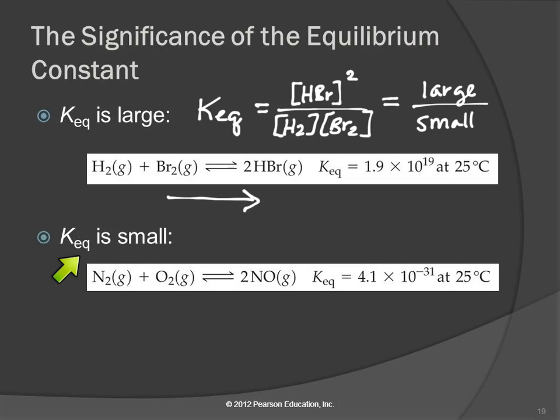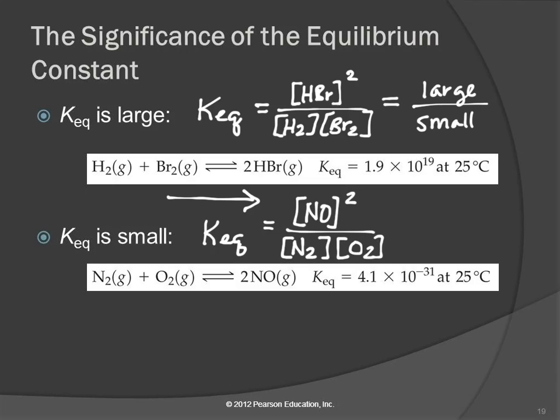If KEQ is small, like here, 10 to the minus 31. Is that a small number? It's a teeny, teeny, tiny number, right? What does that tell us about the relative concentrations? The reactants must be big and the product must be small, because here KEQ equals NO squared divided by the concentration of N2 times the concentration of O2.